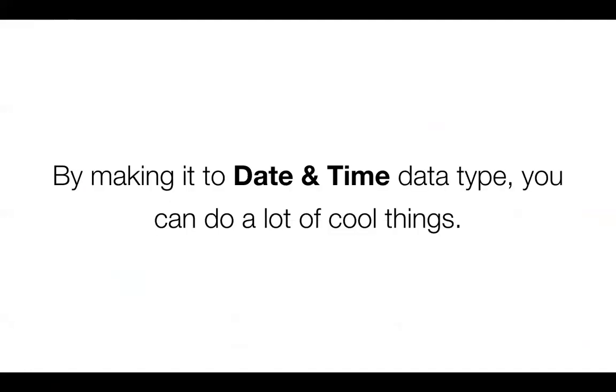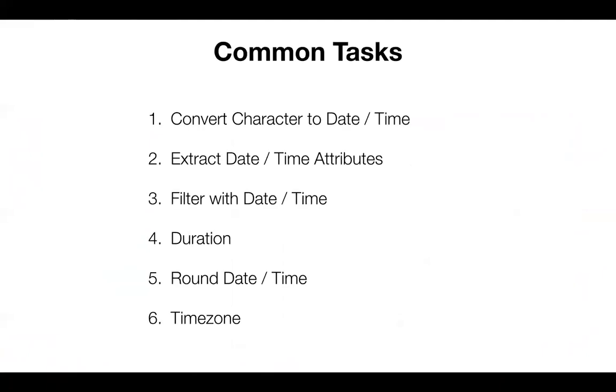Okay, so the key here is that by making it a date and time data type, you can do a lot of cool things. It helps you understand the data much better. So that's the first thing I recommend doing. Whenever you see that something is supposed to be a date and time but somehow got registered as a character, that's where you want to start converting. Then you can start asking a lot of questions and get the answers much more easily.